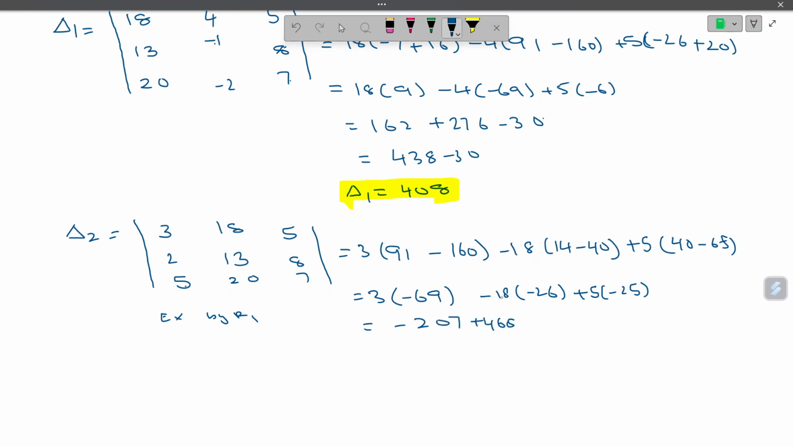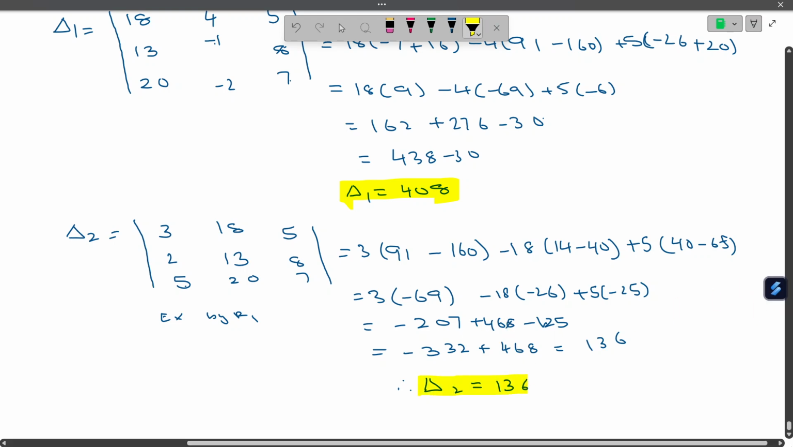Minus times minus is plus: 18 times 26 is 468. 5 times 125 is minus 125. So together minus 332 plus 468 equals 136. So del 2 equals 136. Del 2 equals 136. Now we have to find del 3.